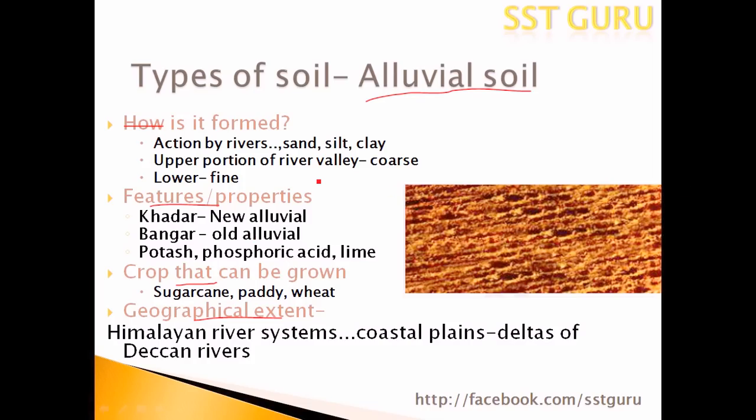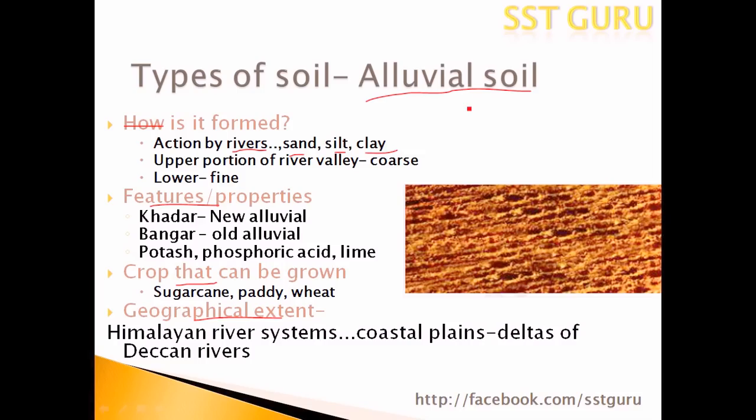So first of all, let us see how it is formed. How is alluvial soil actually formed? You should have seen my Resources and Development Part 3, in which I told you how soil is actually formed. In that I told you that soil is formed because of different actions by rivers, air or sun, maybe. It also depends upon the type of rock from which it gets formed. So first of all, alluvial soil is formed by the action of rivers. Because of the action of the rivers, you find sand, silt and clay majorly occupying this alluvial soil.